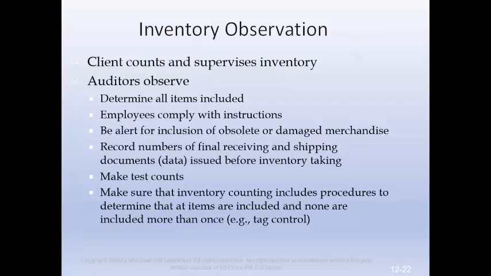The auditors will also record the serial number of the final receiving and shipping documents issued before the taking of inventory so that the accuracy of the cutoff can be determined at a later date. The auditors will make test counts of selected inventory items during the inventory observation. The extent of the test counts will vary widely depending on the level of the risk of material misstatement and the materiality of the client's inventory.